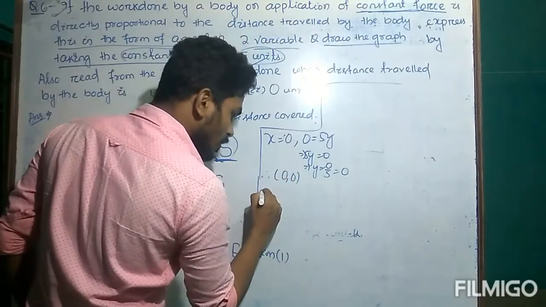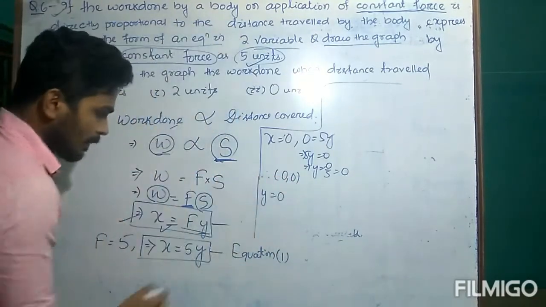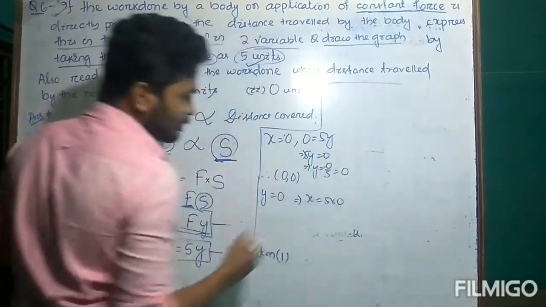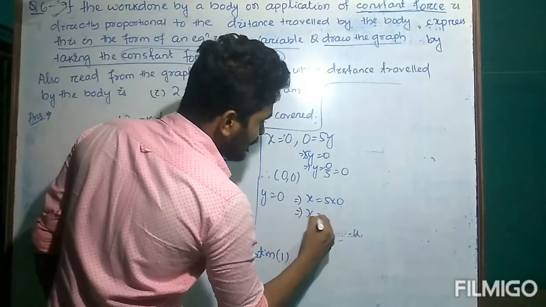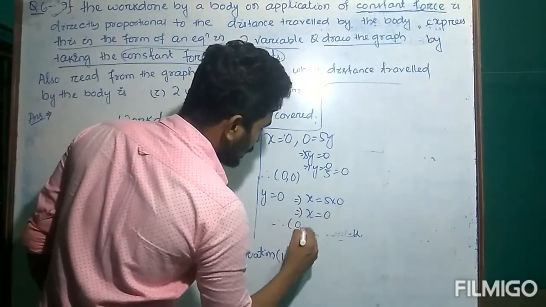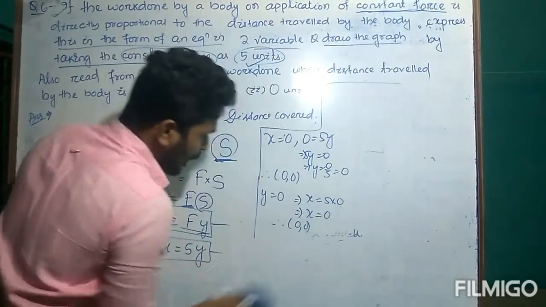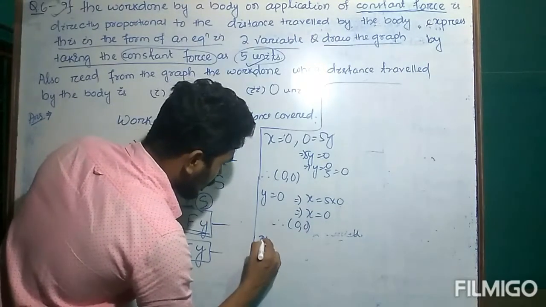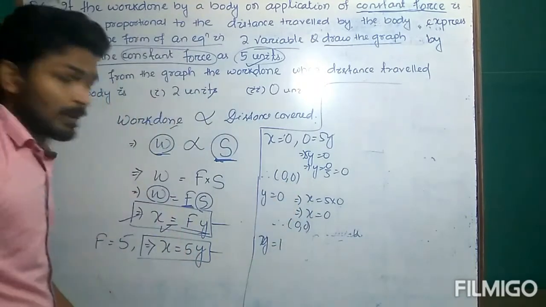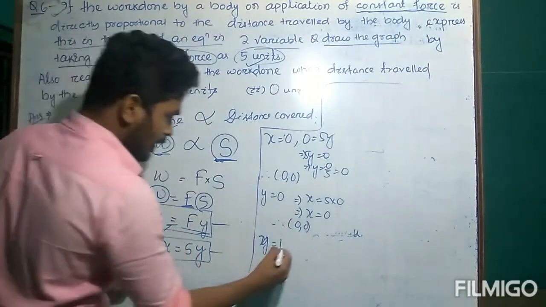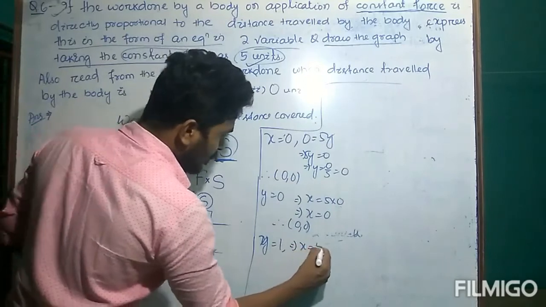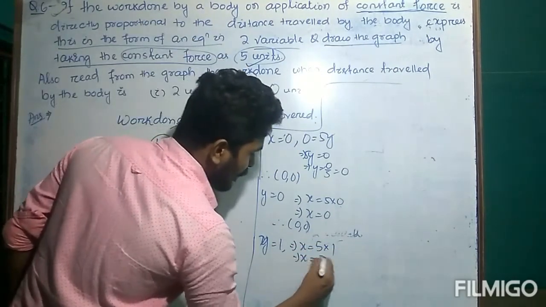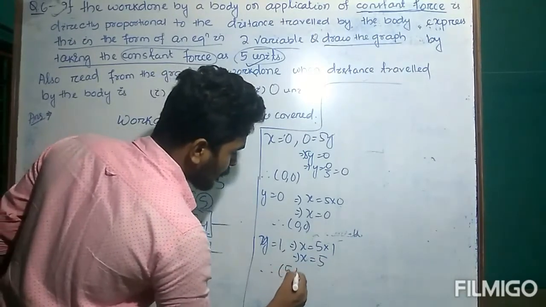Next, we can substitute y to be 0. If I substitute y to be 0, the equation becomes x is equal to 5 into 0. So x is equal to 0. Here also you get (0, 0). Next, let us find one more solution of it. Suppose I use y to be 1 in the original equation. Then the equation becomes x is equal to 5 into 1. So x is equal to 5. So the solution is (5, 1).